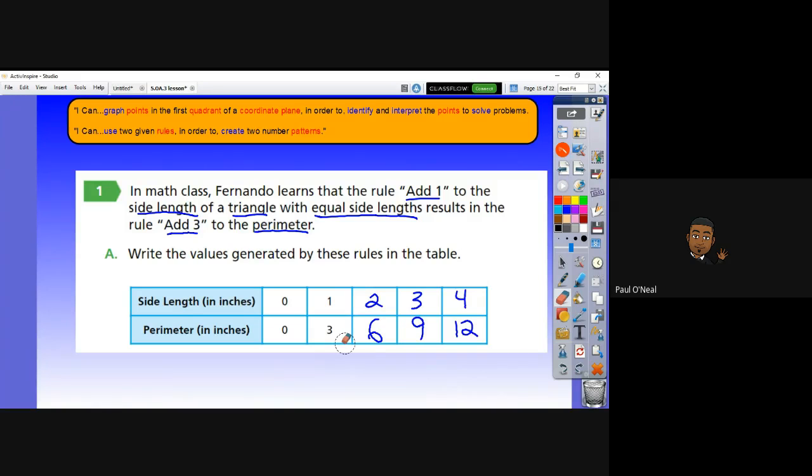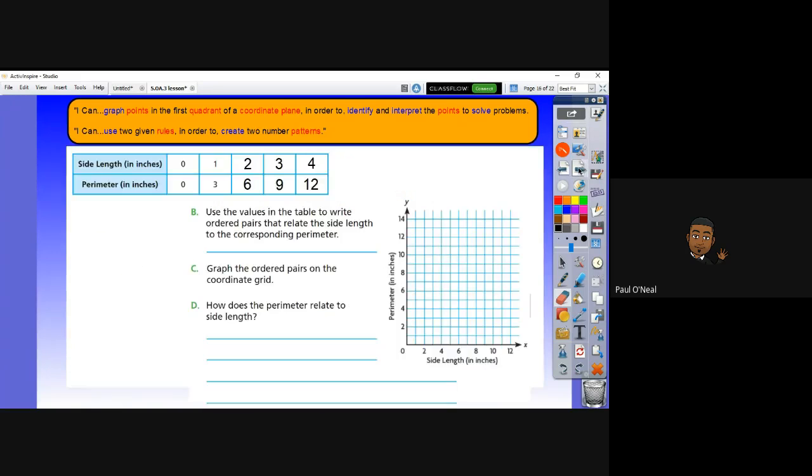So now let's use the same chart, and I've had it filled out here. So let's use this chart now and go ahead and answer these questions. First one says, use the values in the table to write the ordered pairs that relate the side length to the corresponding perimeter. Okay, what does that mean? Well, that basically means let's take the side lengths in inches as well as the perimeter and then create ordered pairs. Now, if you remember and go back to the vocabulary for what Mr.